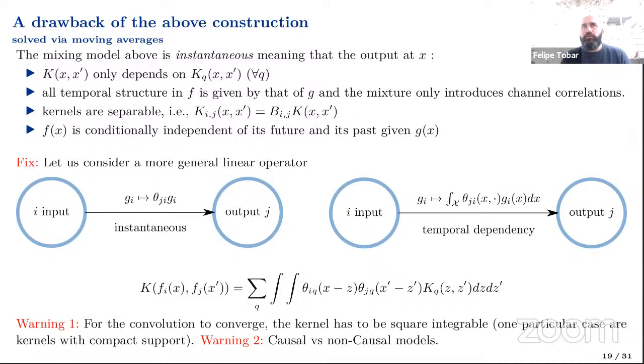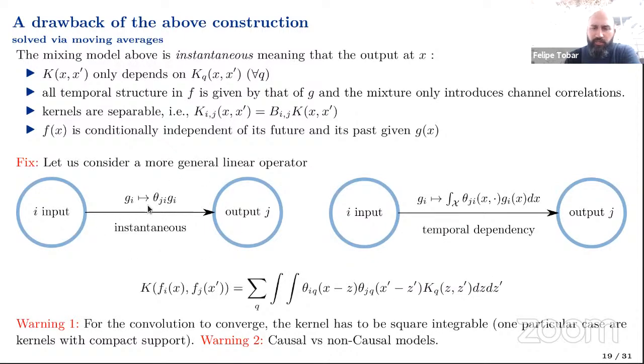And this construction results in a separable kernel, which is this expression here, and basically says that all the temporal structure of the process is inherited directly from the temporal structure of the input process, and the mixture only adds channel-wise structure, right? But we want to mix processes and introduce temporal dependencies as well, in addition to the temporal dependencies that the original processes might have. And to do that, we can make the following observations.